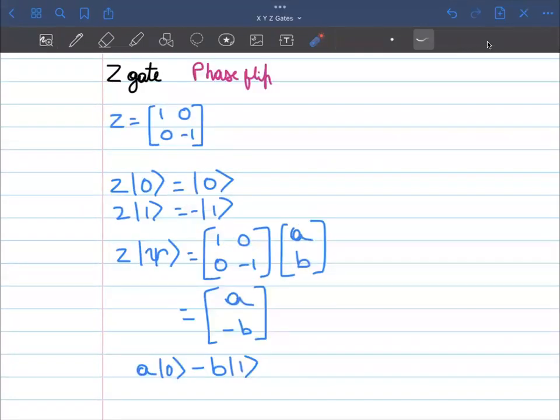|1>. Now let's see the Pauli Z gate. This is also known as a phase flip gate. The matrix representation of the Pauli Z gate is given as [1, 0; 0, -1]. The Pauli Z gate takes the state 0 and does nothing to the state. It takes the state 1 and transforms it into the state minus 1. It takes the state which is a superposition of both 0 and 1, given by A times 0 plus B times 1, to A times 0 minus B times 1. The phase got flipped. That is why it is known as a phase flip gate.